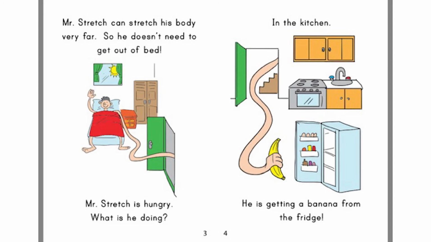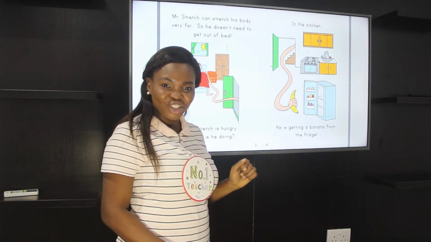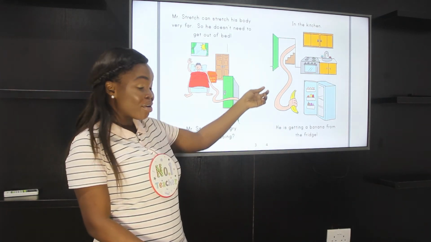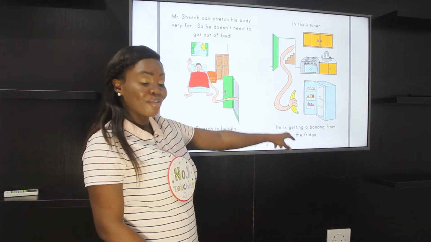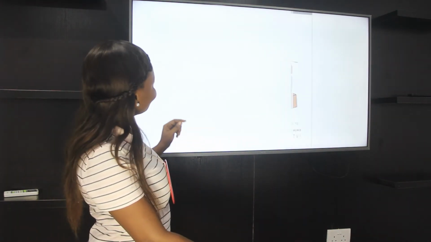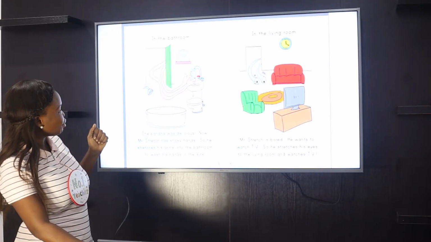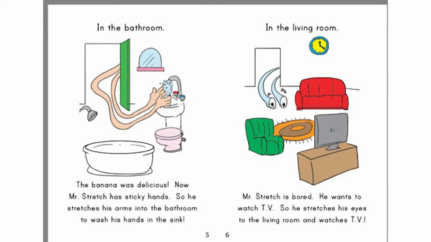Mr. Stretch is hungry. What is he doing? In the kitchen, he's getting a banana from the fridge. He didn't stand up, he just had to stretch his long arms to get the banana from the fridge. Right? Let's see again. In the bathroom, the banana was delicious, so delicious.